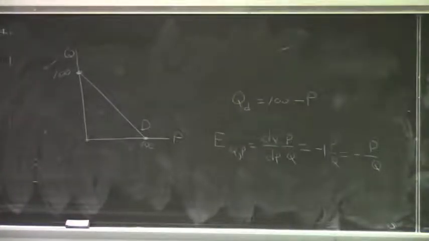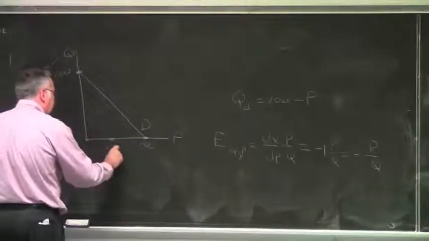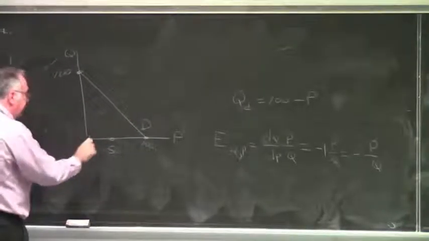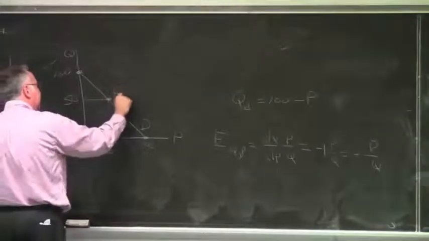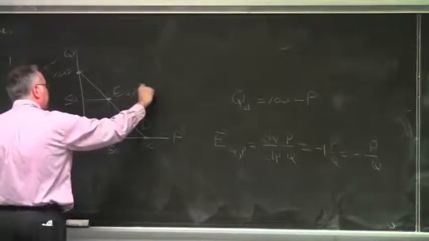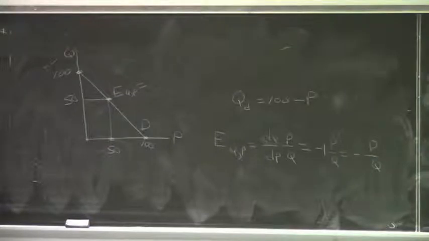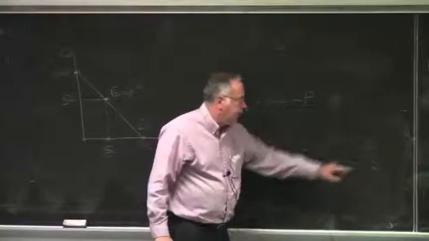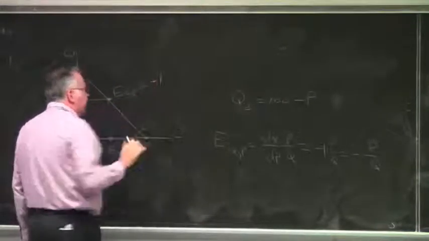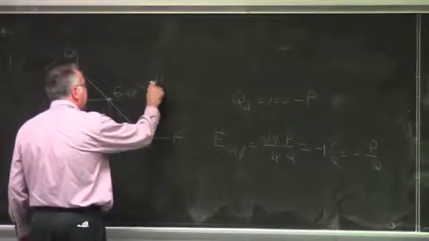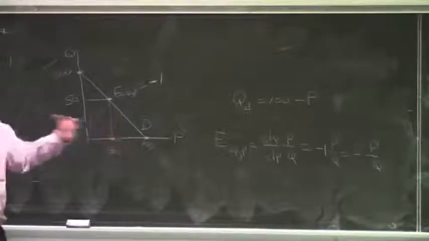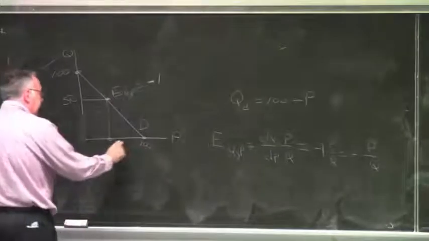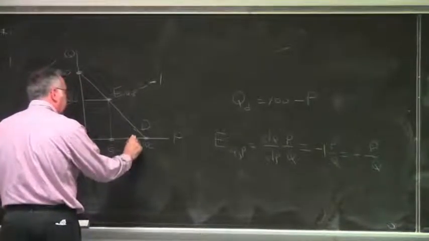The price elasticity is going to vary at every point. For example, if you take the midpoint, suppose the price is 50. Plug into that demand curve, quantity demanded is 50. At this point, what is the elasticity? Just -1, because it's -50 over 50, which is -1. But notice, this price elasticity of demand is going to vary from point to point because the ratio P over Q varies from point to point. For example, if P is equal to 80, then Q is 20.